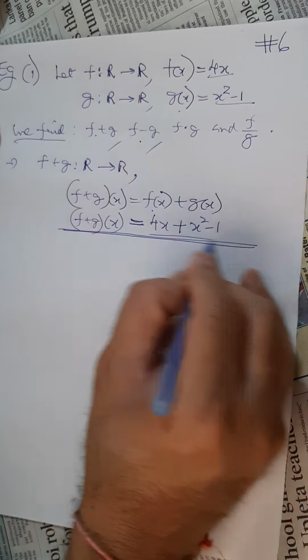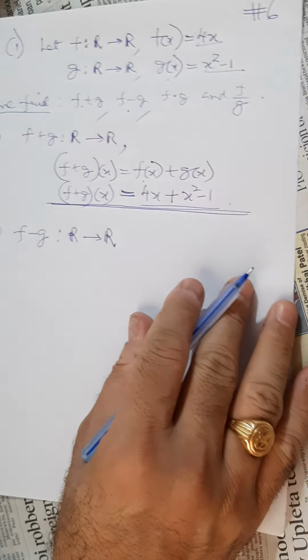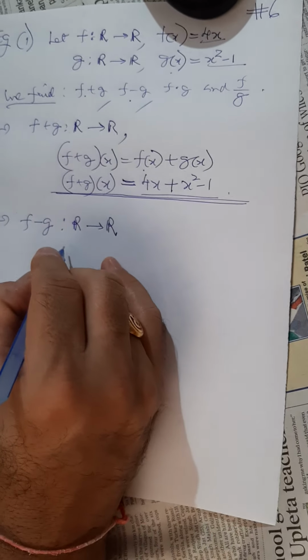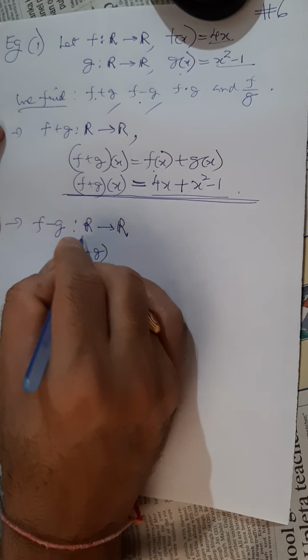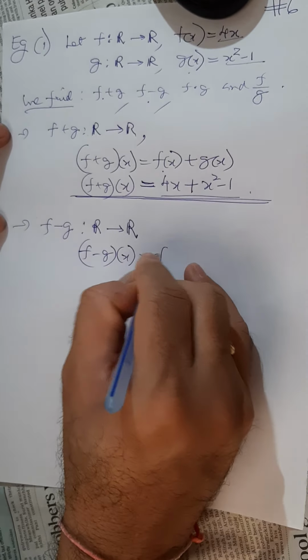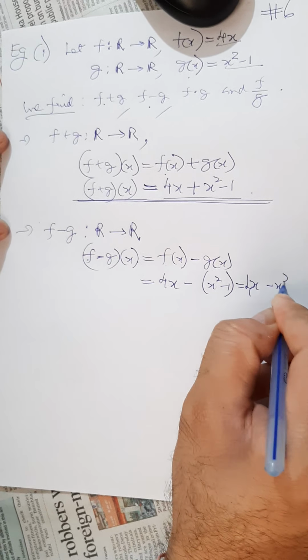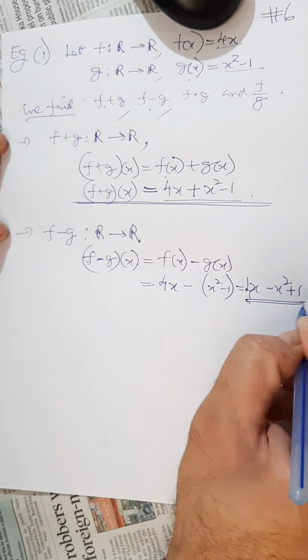If I go to f minus g, it will be a function from R to R, real numbers to real numbers. What is f minus g at x? As you know, here it is f(x) minus g(x). What is f(x)? 4x. What is g(x)? X square minus 1. So finally you will get 4x minus x square plus 1. This is your function.